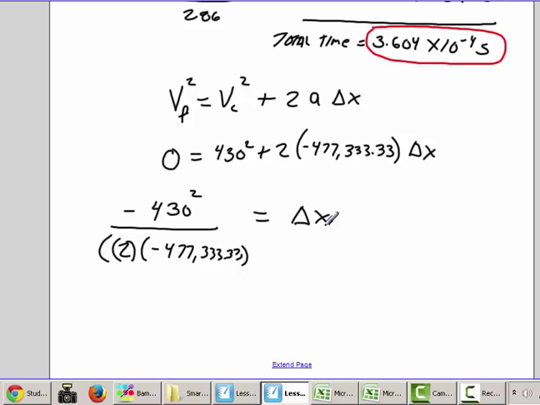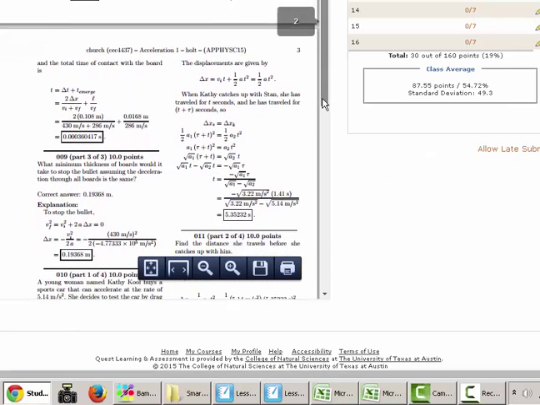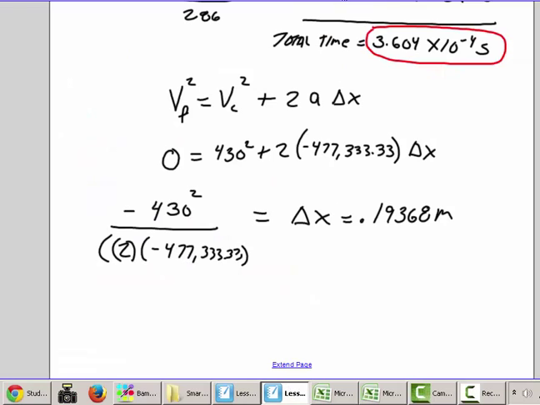I will work that real quick. 430 squared, divided by, in parentheses, 2 times 477,333.333 gives me a value of 0.19368 meters. We'll go back to UT and see if that number is pretty close to being correct, and exactly dead on. All right. Hope this video was useful.